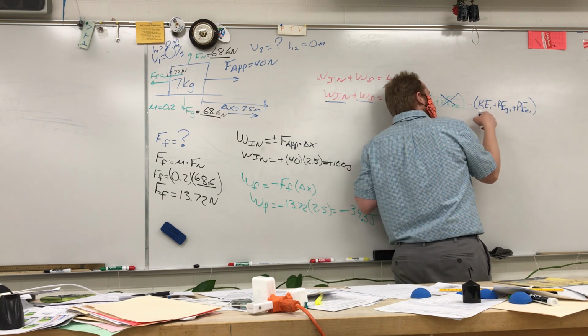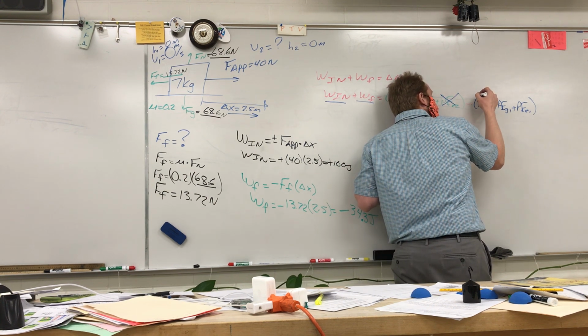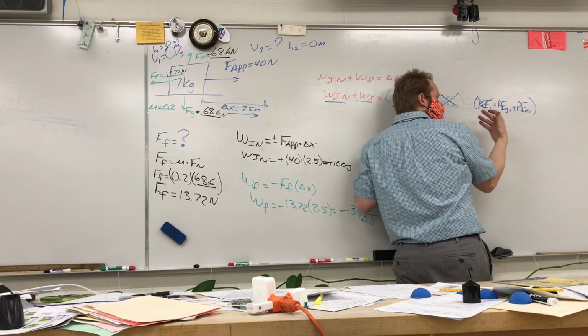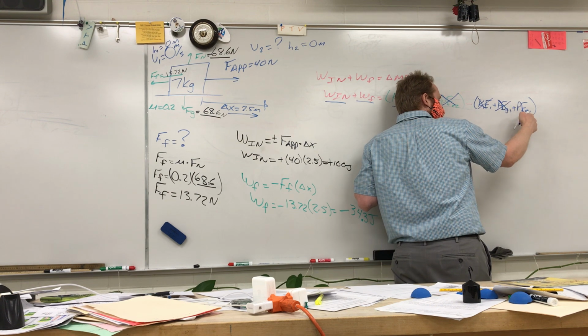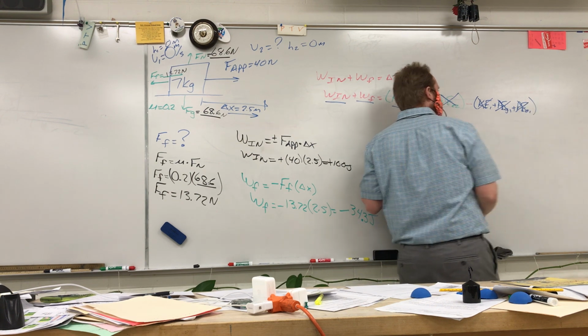Is there a KE1? No. Why not? Because it says it's starting from rest. Right, there is no velocity at location one, it starts at rest. Is there a PEG1? No, no height at location one. Is there a PEE1? No, because there's no spring at location one.